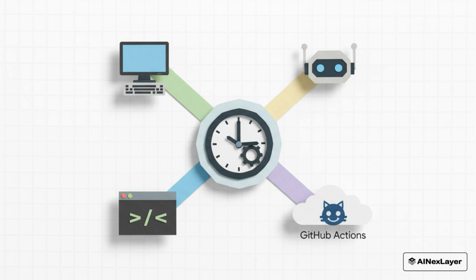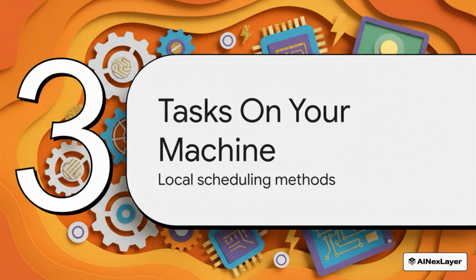And here they are. You've got 2 options right inside the Claude desktop app, Cowork and Code. Then there's the super handy /loop command for all you command line folks. And last but not least, the cloud option, which uses GitHub Actions. Don't worry, we're going to go through all of them. So let's kick things off with the first 3.